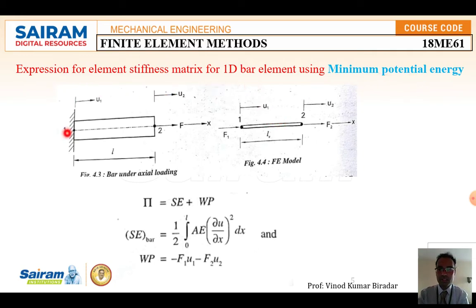Consider a bar element where one end is fixed and at the other end a force is acting axially. Nodes 1 and 2 are the nodes: at node number 1 the displacement is u1 and at node number 2 the displacement is u2. If you apply a force, some displacement takes place, at some distance x. This is the bar under axial loading. In the same diagram you have to draw the FEM model. This is the FEM model, so this is an element.